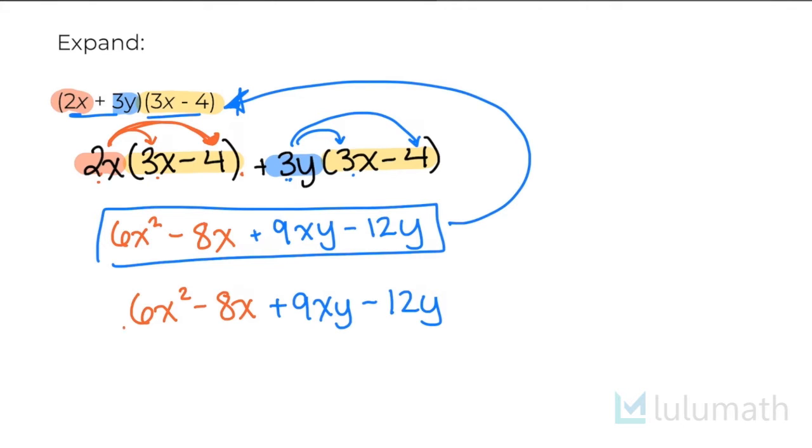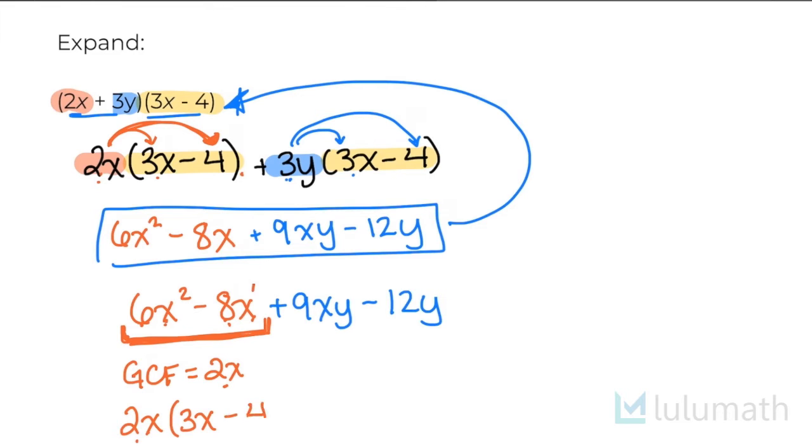Well, if you notice our terms written in orange, what I will do is I'm going to look and see, is there anything in common between those two terms? And there is. I can divide 6 and 8 both by 2, and then they have x's in common, and so my GCF will be 2x. So if I were to factor out the 2x from both of these two terms here, when I factor out 2x from 6x squared, I have 3x left over. And then when I factor out 2x from negative 8x, I have negative 4 left over.